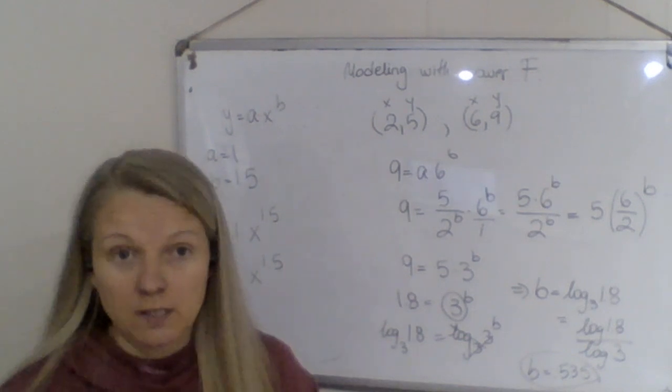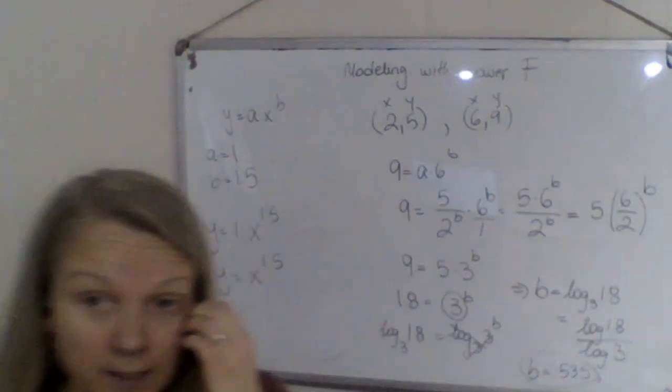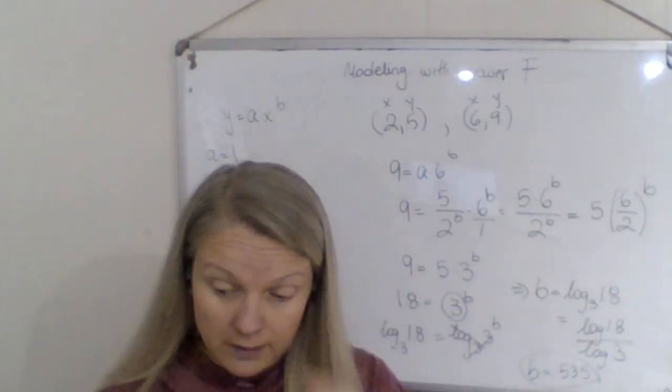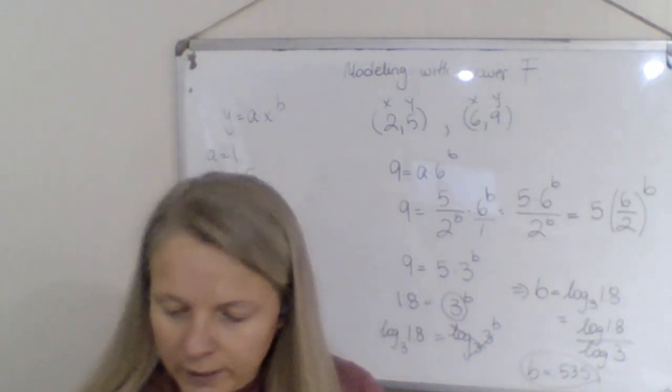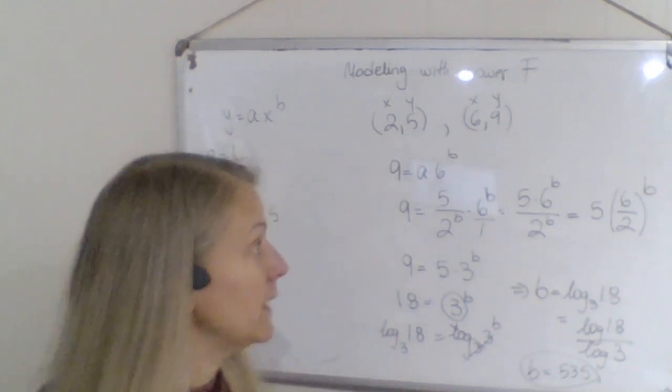Never ever do anything by hand. Only use your calculator to find this. Remember, for the exponential, you're looking for ExpReg, which is option 0. For the power model, you're looking for PwrReg, which is your option A right under it.